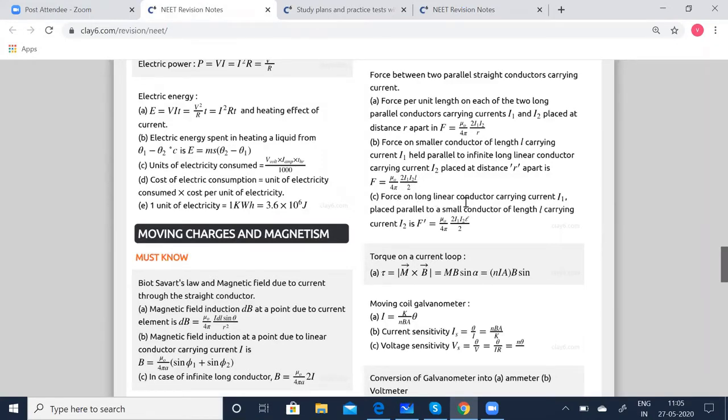Force on a long linear conductor carrying current I1 placed parallel to a small conductor of length L carrying current I2 is given by F dash is equal to mu 0 by 4 pi into 2 I1 I2 L by r.